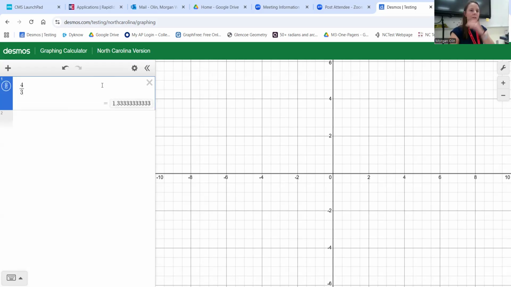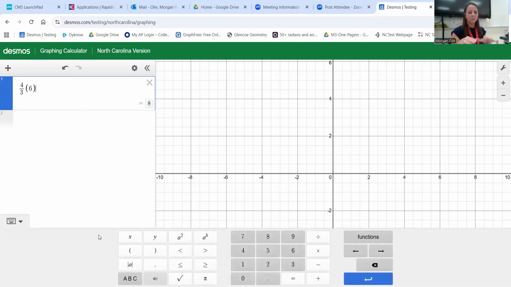So 4/3, okay, I just typed it. And then you put in 6 cubed. Now, if you're trying to put in cubed here, some of you know that caret symbol if you do shift 6, or you do this A to the B and then you type 3. Okay, so it comes out to be 288. And 288, we would put pi with it. I'm just going to write it down on my paper, and then I'll show you in a second.